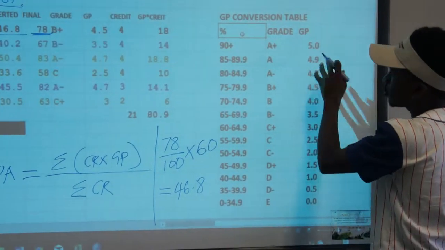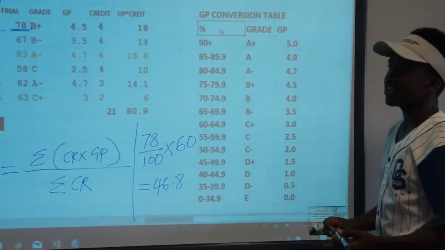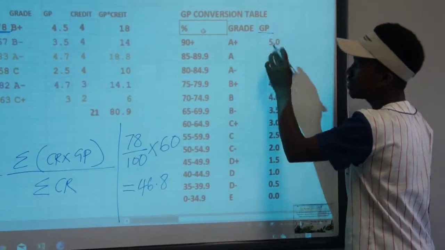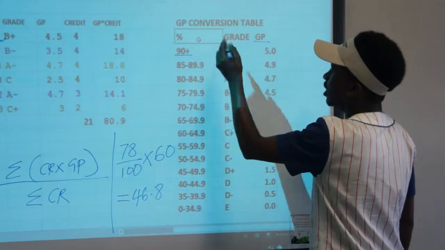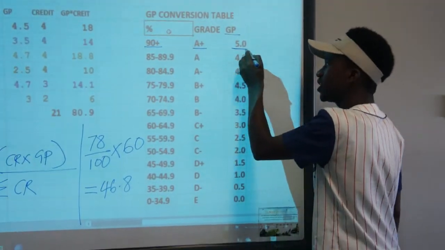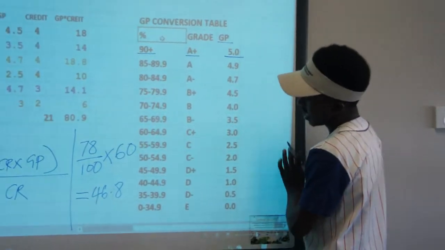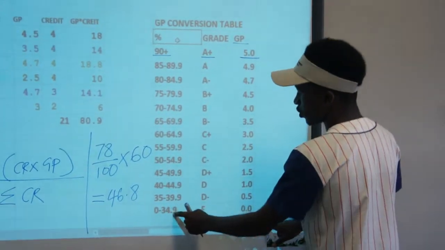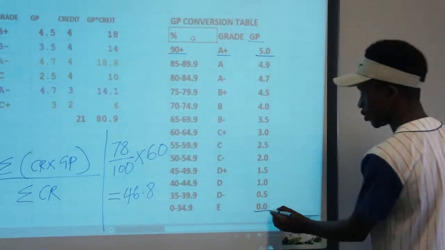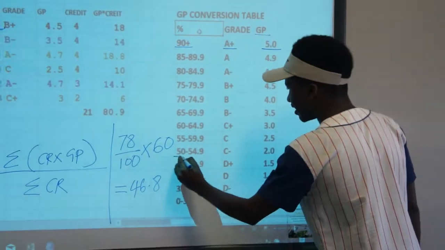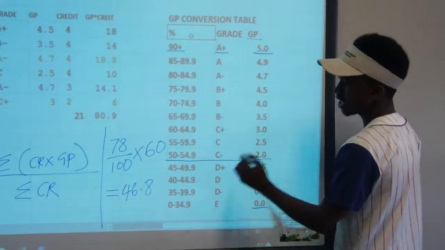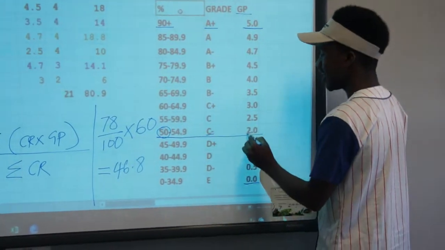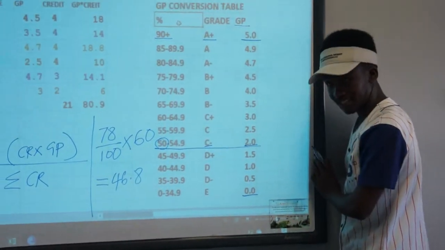So the grade point system that we are using is 5.0 grade point. And the 5.0 grade point means that if you get 90 plus, you have A plus, and your grade point is 5.0. And you go down until 0 to 34.9, which is 0. And our pass mark here in BIUST is that if you got 50%, you have C minus, and your grade point is 2.0.